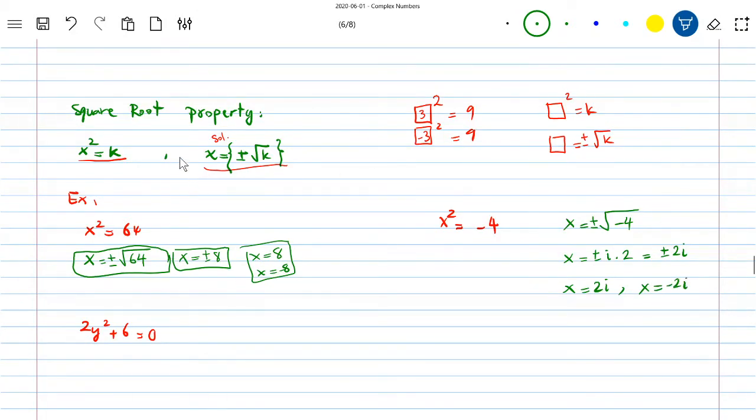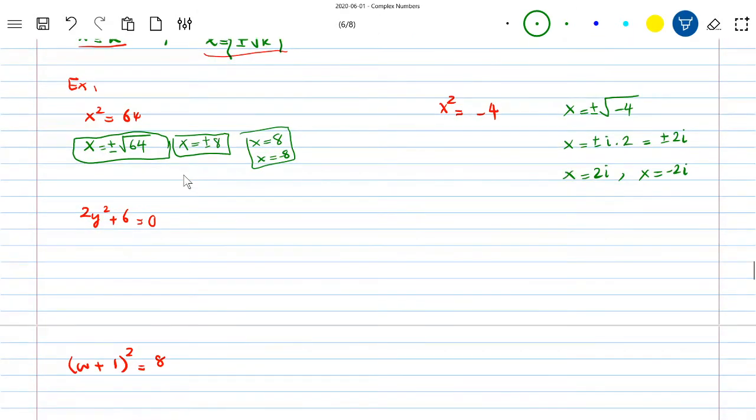Okay, it's still the same square root property. You can use that. How about this one? 2y squared plus 6 equal to 0. I'm going to isolate the y squared so I can use the square root property.